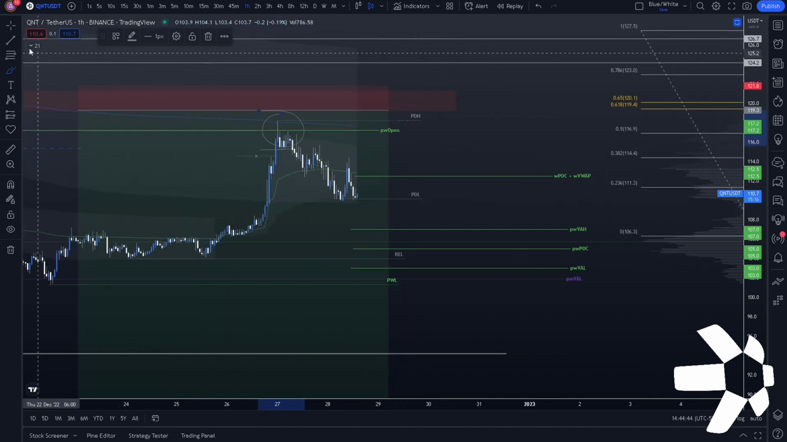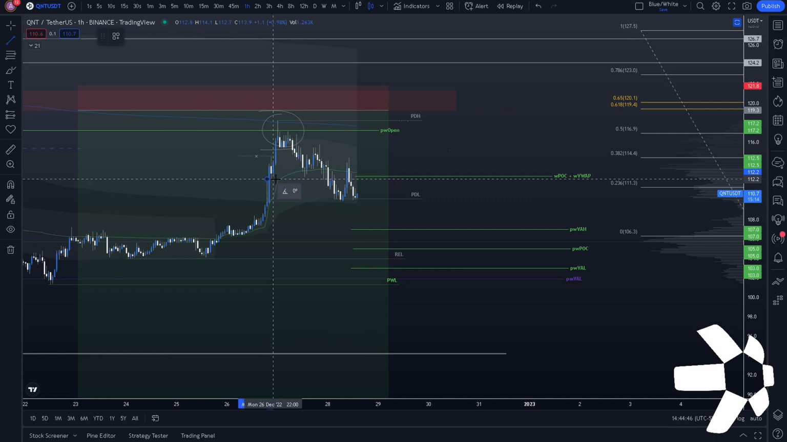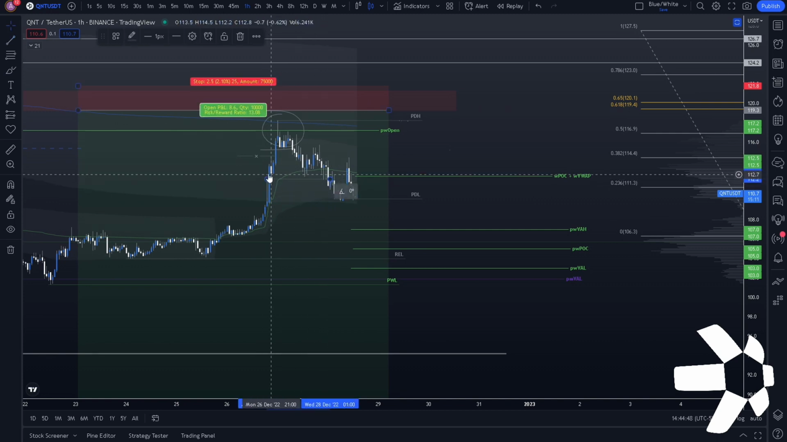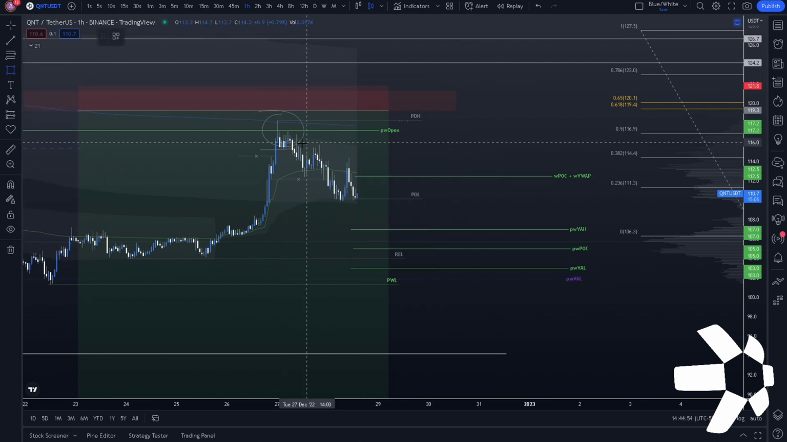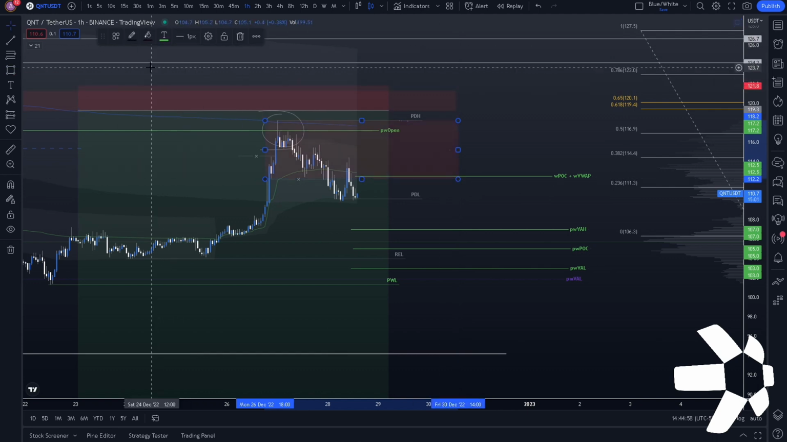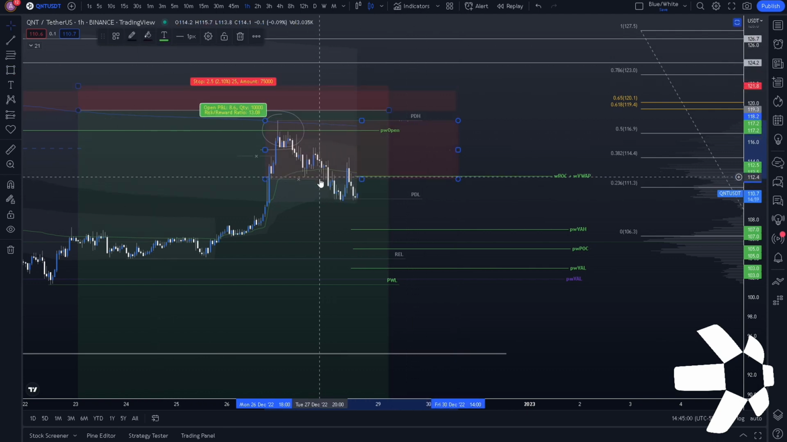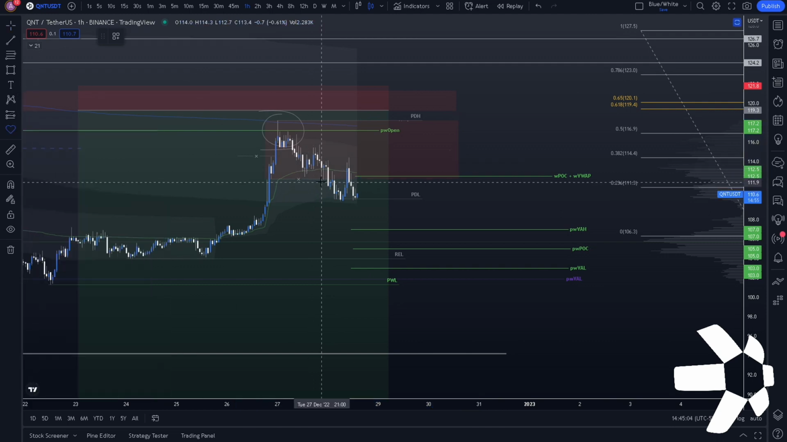So once you have this sweep, the next thing you want to look for is a change of character. So if this low before the sweep gets broken, that is known as your change of character. Once that gets broken, you generate a zone of supply. In this case, since we were bearish, I'll make this red. And as soon as it got broken right here, I'm gonna mark this with an exclamation.